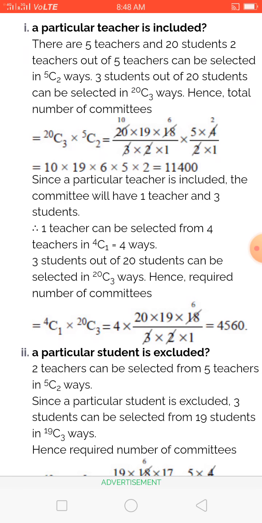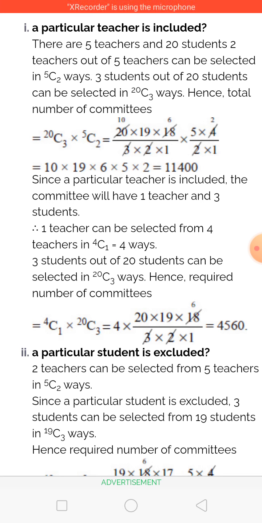Correct, but that is not our aim. What is the question? Already one teacher is selected, correct. So I want the remaining of the 5 teachers. In the 5 teachers, what is the condition? One teacher must be included. So already one teacher is selected. So the remaining teachers are 4 teachers. In those 4 teachers we need to select only one teacher.